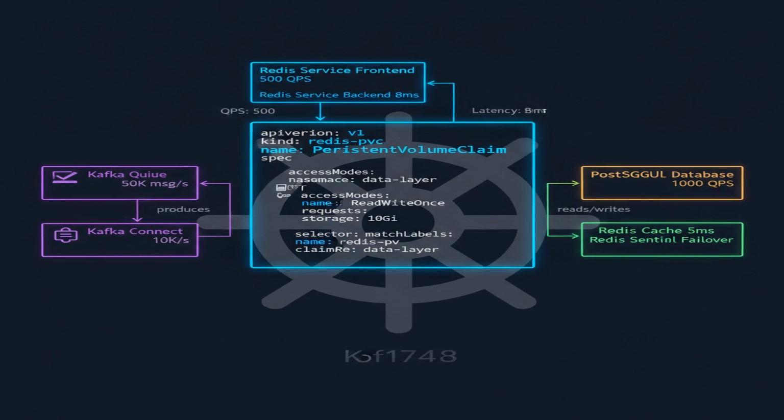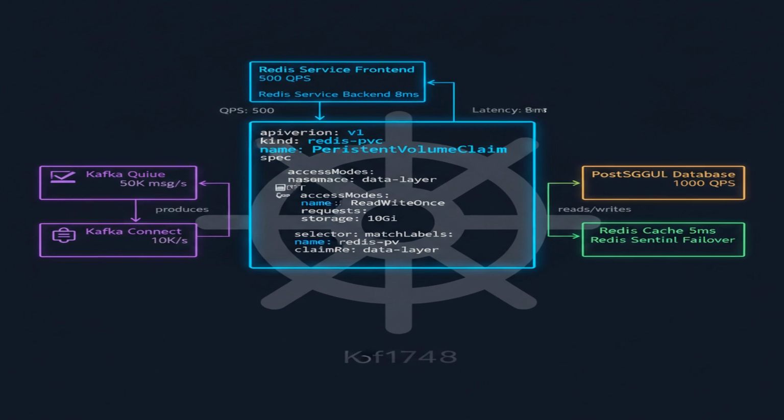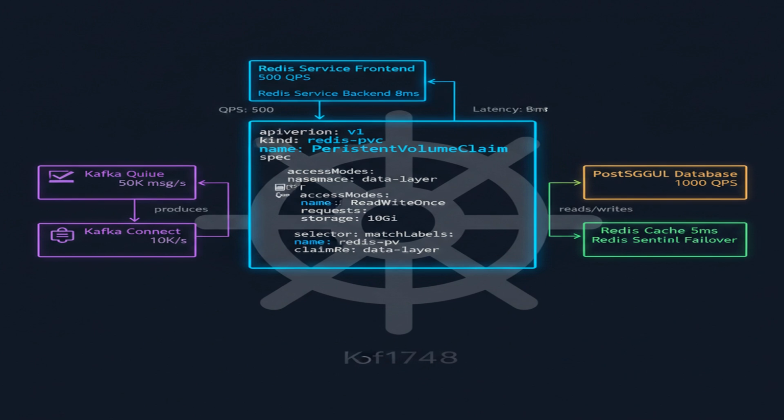The API endpoint for creating a PVC might look like this: POST /api/v1/namespaces/{namespace}/persistentvolumeclaims, with a JSON payload containing the PVC definition. The JSON payload will include the kind, API version, metadata, and spec fields.